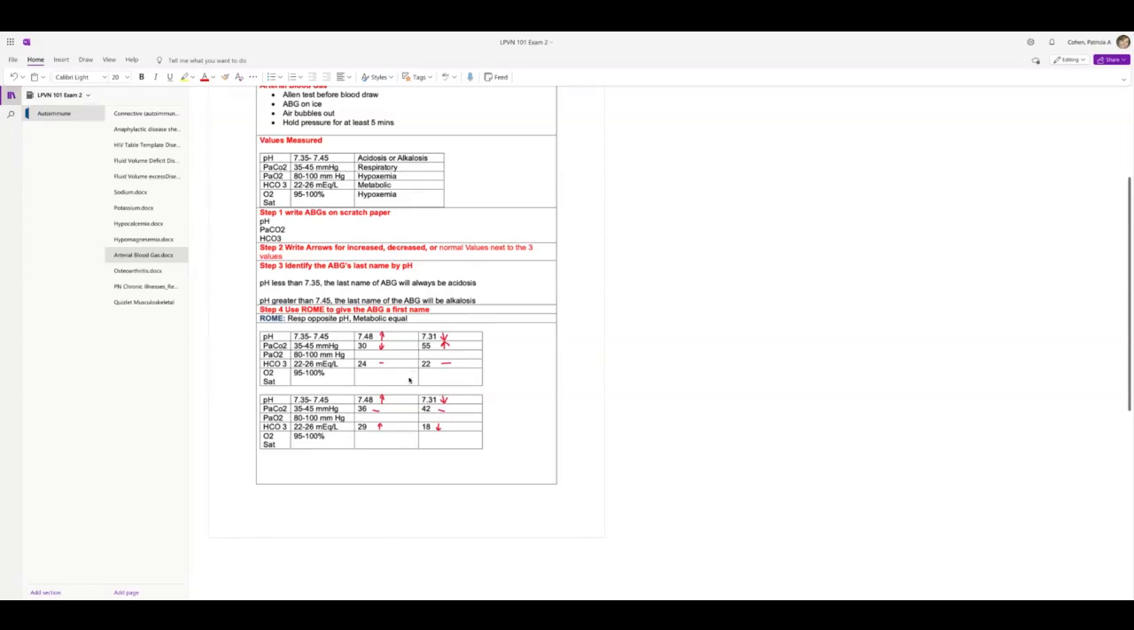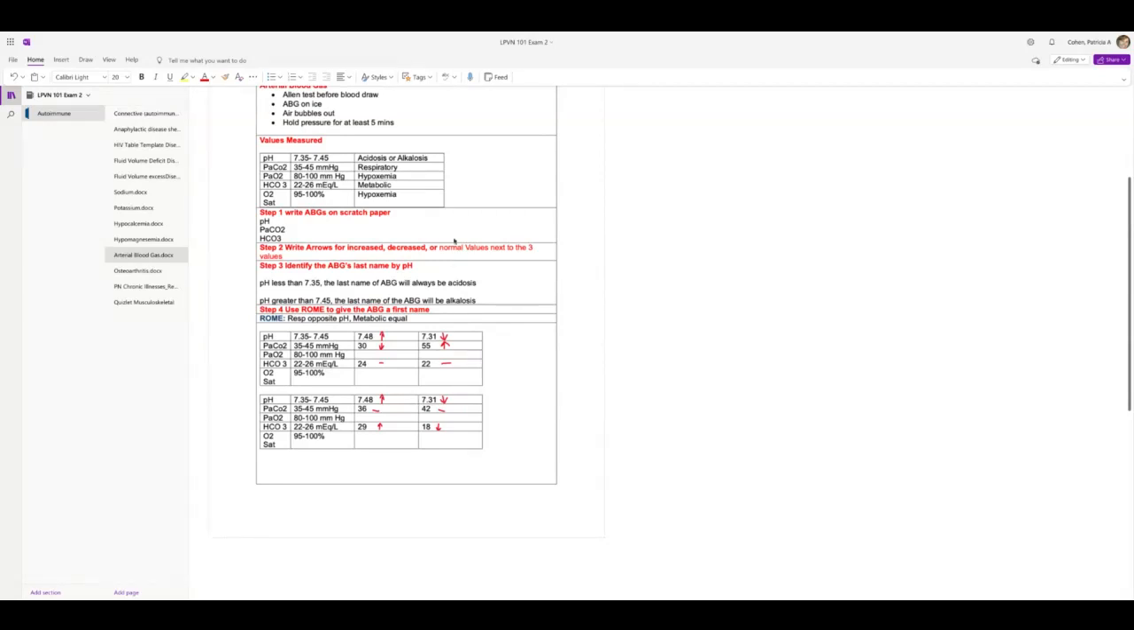Okay, so let's do this one. What is my last name of this one? Alkalosis. Okay, alkalosis. And these arrows are going the same way. So what's the first name? Both of them are going up. They're equal. Would it be metabolic? Metabolic alkalosis, yes.